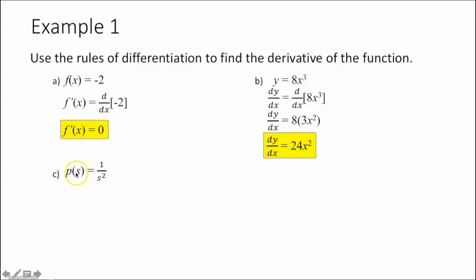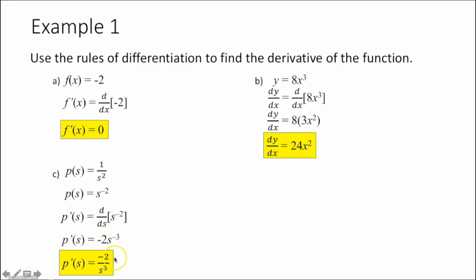For c, I have p of s is equal to 1 over s squared. Now for this, you might be like, what do I do? We didn't learn anything about this. Well, if I were to move s squared to the other side of the fraction bar, it would turn into s to the negative second power. And now we can just use the power rule. When I take the derivative of p of s, I'm going to do exactly what the power rule says. I'm going to take this negative 2, move it to the front of s, so it's going to be negative 2s to the negative 2 minus 1 power. So what is negative 2 minus 1? That's going to be negative 3. Now, if I want to rewrite this, I take this s to the negative third power, move it back to the denominator, and I have my derivative.